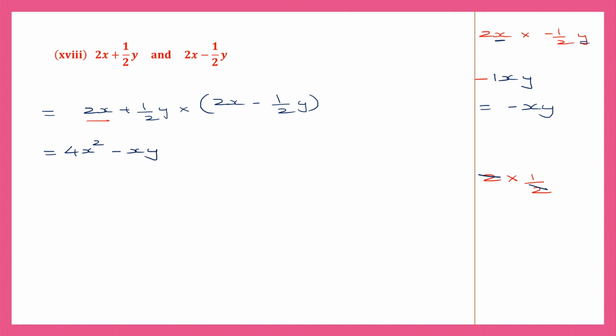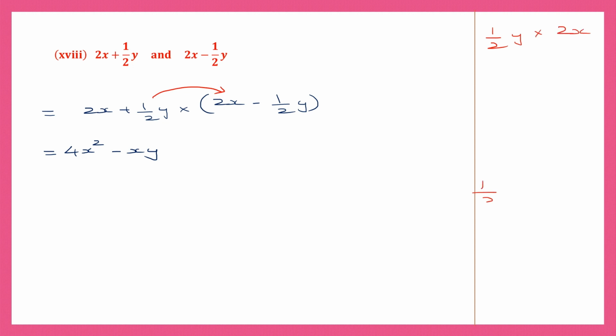Now we're going to multiply with 1 by 2y. So we are going to multiply the first one, that is 1 by 2y into 2x. So the numbers are 1 by 2 into 2. So the 2's will get cancelled. So we only have 1. So 1, and then we have y and we have an x. So 1yx or simply yx, or we can write it as xy. So that is plus xy. So this part is over.